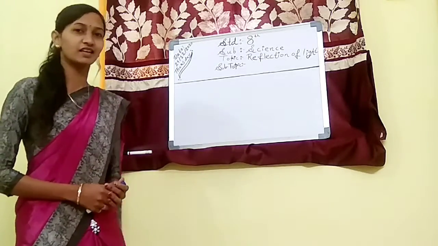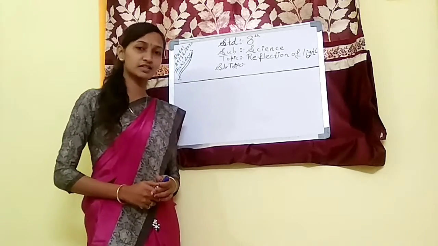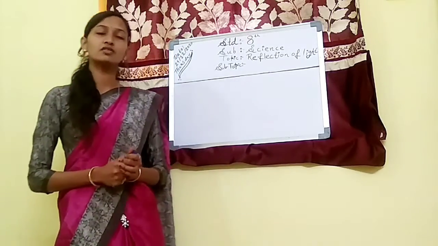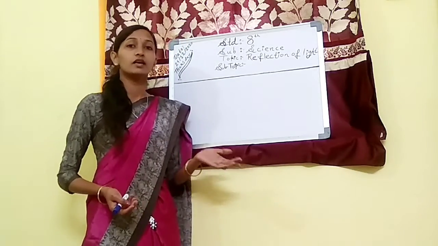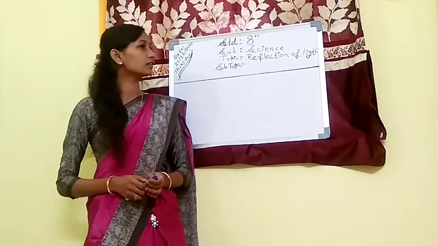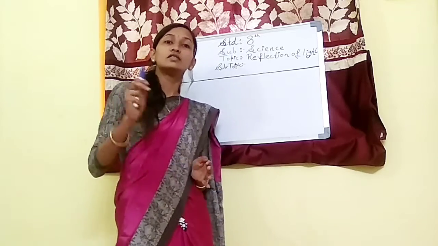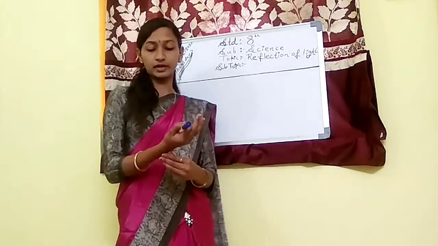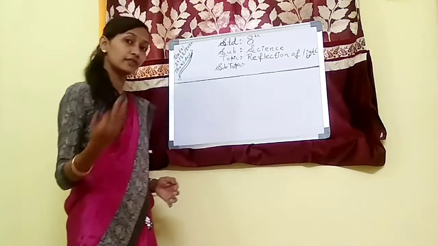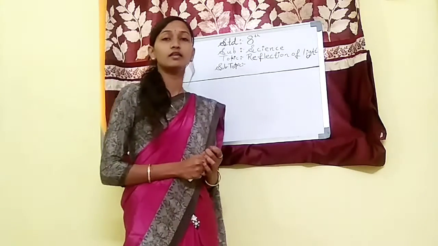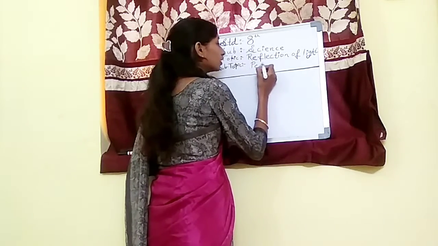Good morning, students. As we were going through this lesson, reflection of light from your subject science. Now, as we have seen reflection of light, earlier we have seen the kaleidoscope. It was an object based on reflection of reflected light. Similarly, another optical instrument which is based on reflection of light, reflection of reflected light you can say, is the periscope. So today we will learn about the periscope.